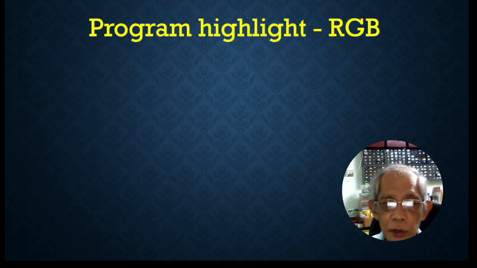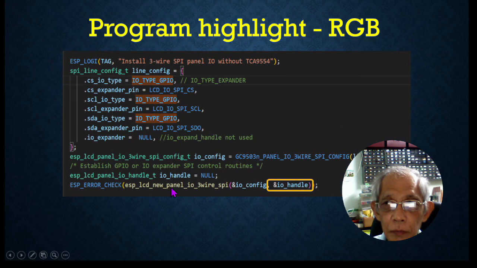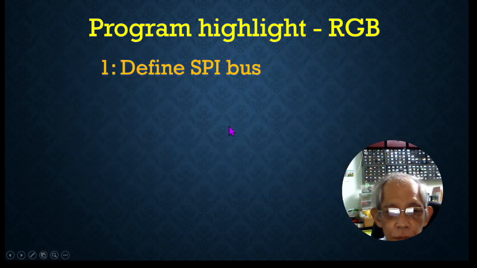Now, RGB LCD normally also requires SPI control. This is needed during startup to configure things like brightness and other control commands. So in this example, we are making use of the IO3WIRE SPI to handle this LCD I/O control. These functions handle SPI through either GPIO or the I/O expander chip that was mainly used on the cover board.